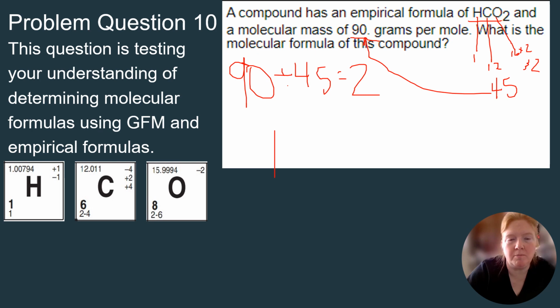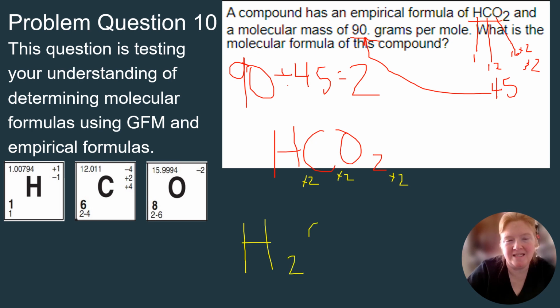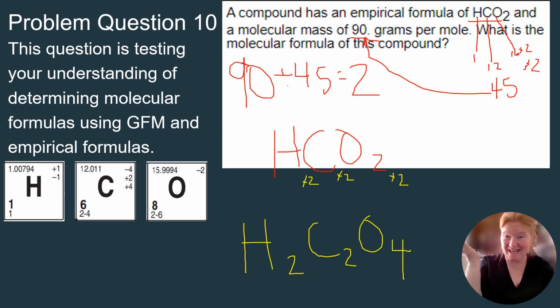So the original molecule is HCO2. That's the empirical formula. So what do I need to do? Take all of those subscripts and multiply them by 2 because the real molecule is twice as big. So I will get H2C2O4. Ta-da! And there's the molecular formula. And then don't reduce it. I know you can reduce it, but we already got the empirical formula. We're trying to get the molecular. So that's it. There you go.